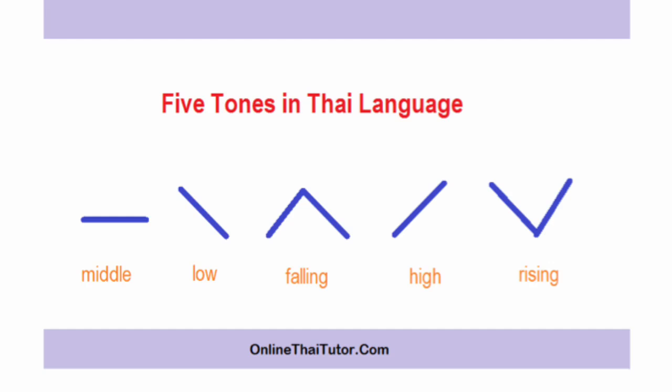In the Thai language, there are five tones in total, which are middle tone, low tone, falling tone, high tone, and rising tone. Each one has a unique symbol associated with it. These are the symbols used in the phonetic system to help with your pronunciation. However, these are not the real tone marks in Thai script. So let's get started with the middle tone.